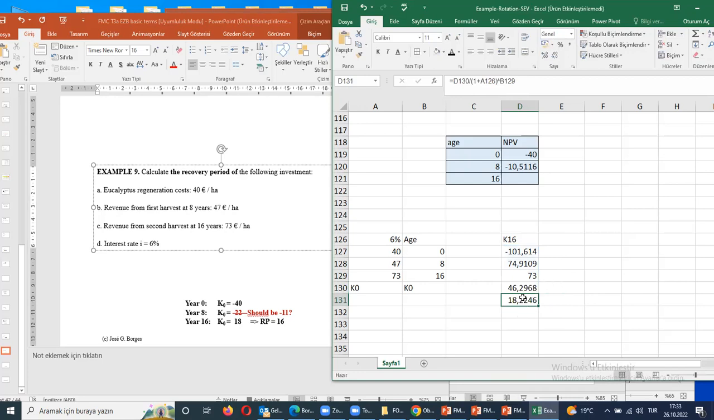Then we can calculate the net present value from this future value. The net present value is this, equal to the future value divided by 1 plus the interest rate to the power of 16, which is 18. Given this formula, the net present value was negative at the age of 0, negative at the age of 8, but positive at the age of 16. Thus, we call the age of 16 the recovery period.